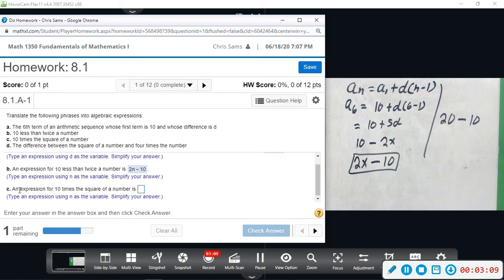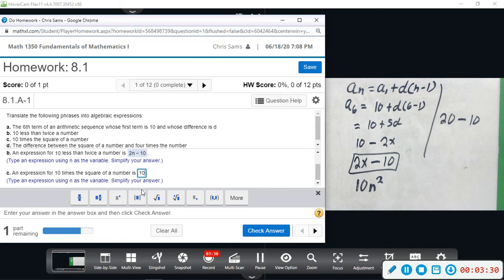C, an expression for 10 times the square of a number. Again, they say use N, so N is a number. So we're going to do 10 times the square of a number, so N squared will be the expression we need here. 10N squared.